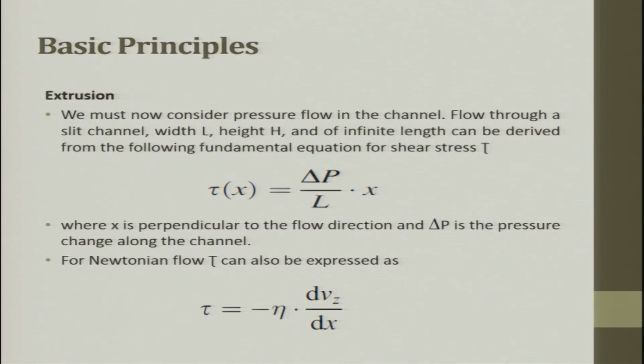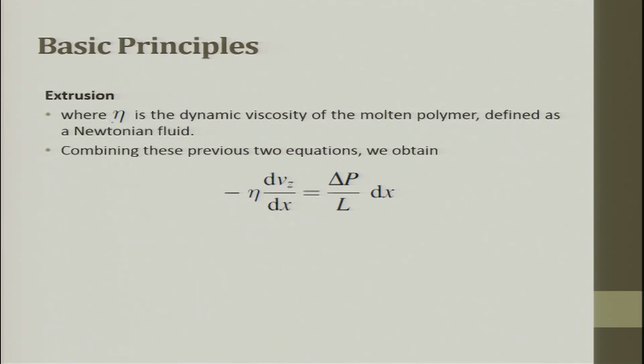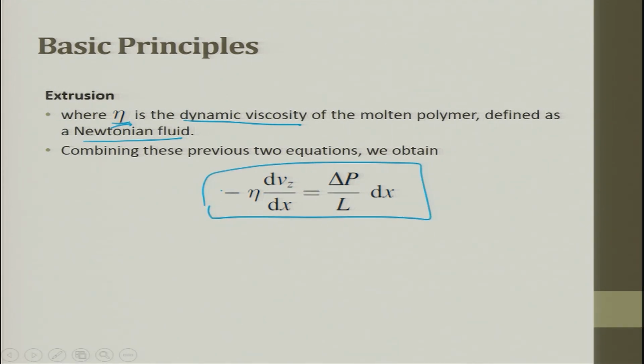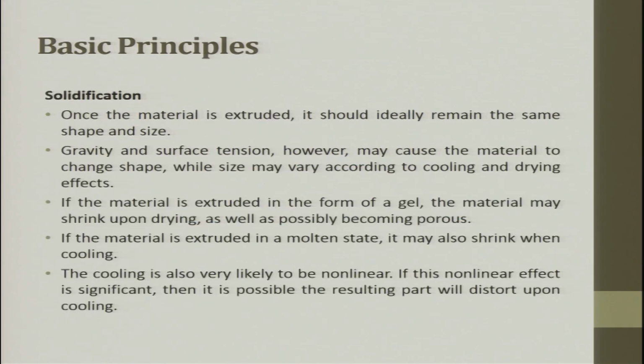Tau is nothing but dP by L, where x is the perpendicular to the flow direction and dP is the pressure change, pressure drop along the diameter, and L is the length. So for a Newtonian fluid, it is defined like this: minus viscosity eta into dVz by dx, where eta is nothing but the dynamic viscosity of the molten flow defined by the Newtonian fluid. Combining these previous two equations, we have this final equation. From here you can try to find out the eta value and substitute it in the equation.